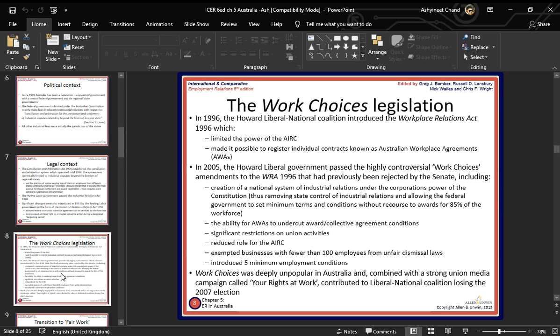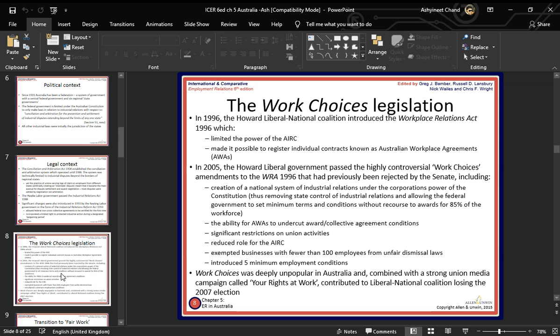The ability for hours to undercut award and collective agreement conditions, significant restrictions on union activities, a reduced role of the AIRC, exemption of businesses with fewer than 100 employees from unfair dismissal laws, and the introduction of five minimum employment conditions.